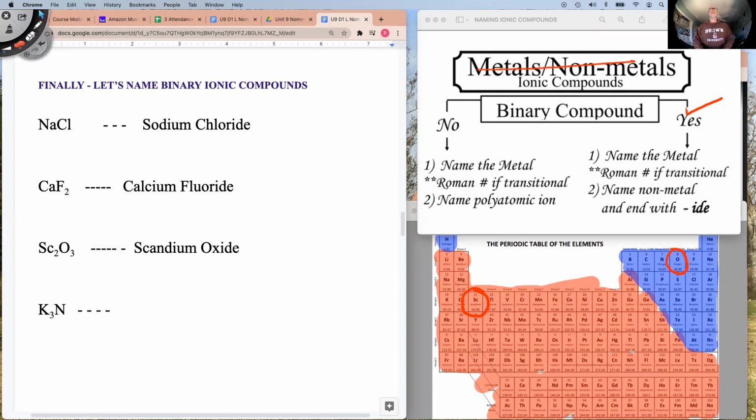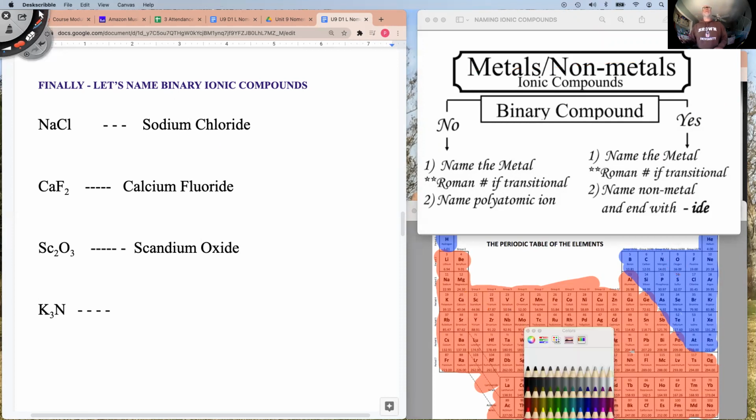Mr. Pepper, it's just a pattern. Yeah, it's just a pattern. This is why kids do so well on this unit. All right. The next one, let's double check. Is it a metal with a nonmetal?